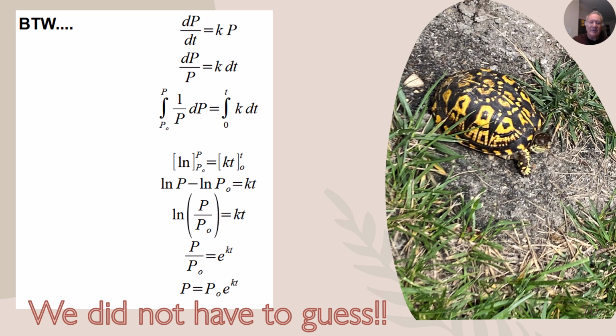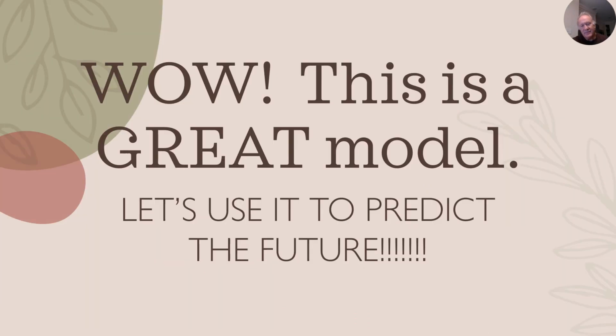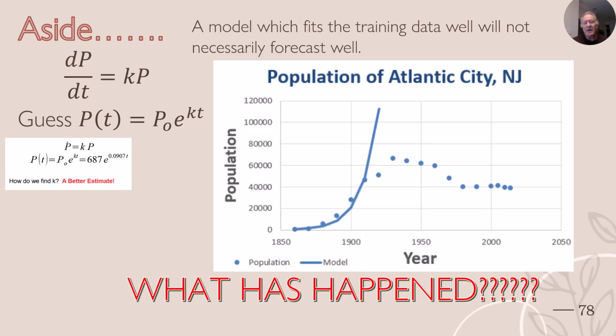So now we have this great model and it works pretty well. So let's use it to predict the future. So all of a sudden we go ahead and try to predict the future, and our model just completely falls apart. So what we did was come up with this perfect model that fit this historic data, but when we tried to apply it and predict what's going to happen in the future, it completely fell apart.